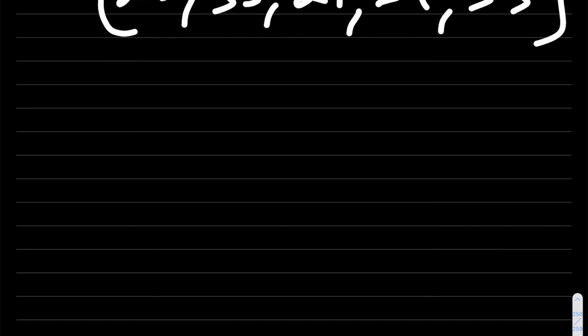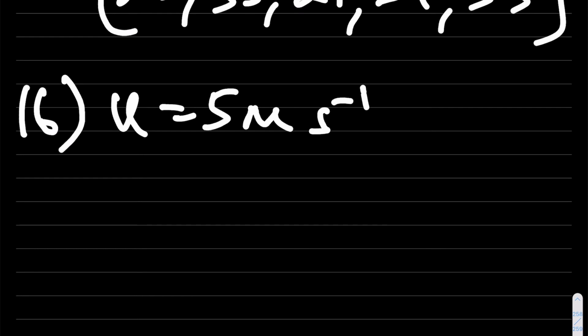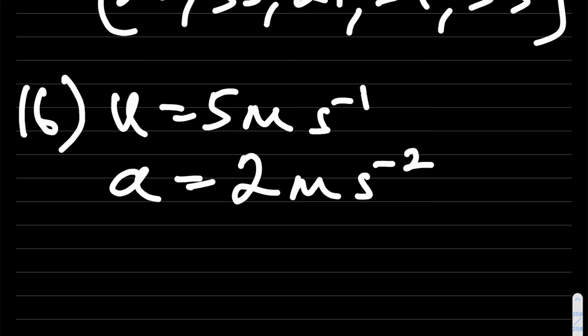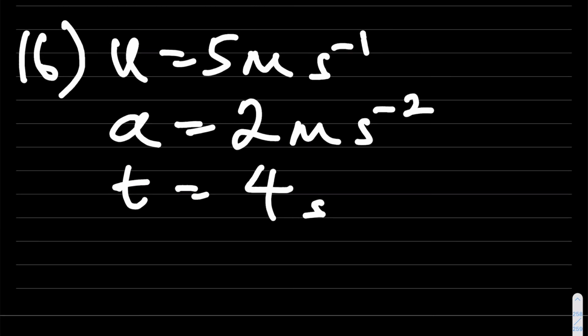Now, the next one is number 16. A particle moving with a velocity of 5 meters per second. That simply means u is 5 meters per second. Accelerates at 2 meters per second squared. a equals 2 meters per second squared. Find the distance it covers after 4 seconds. Time is 4 seconds. What distance did it cover after 4 seconds?